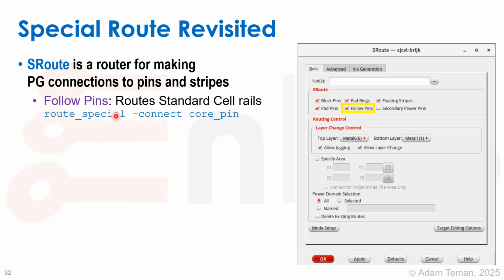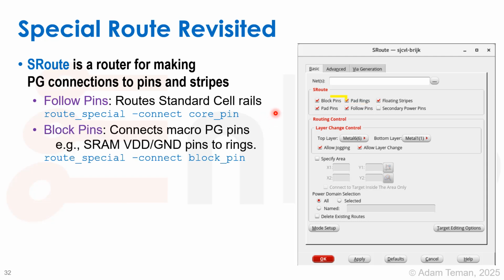So that's going to be done with route special minus connect core pin, or clicking on follow pins in the menu. It's really good to have the same name everywhere for all of the different options, but core pin, follow pin, or VDD ground rails, or something like that, they all mean the same thing. Block pins are the macro PG pins. So for example, the connections to the VDD and ground pins of the SRAM to connect them to the rings that we just set around our SRAMs. So that's going to be done with route special minus connect block pin, or selecting this selector here.